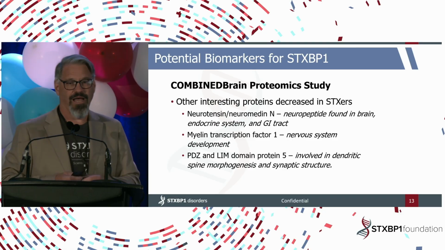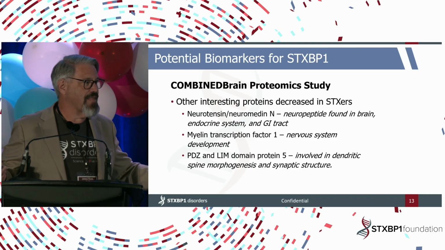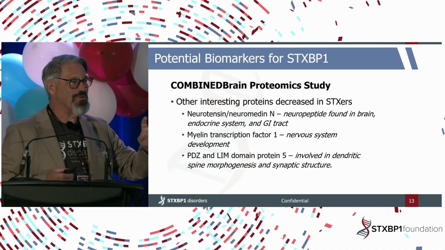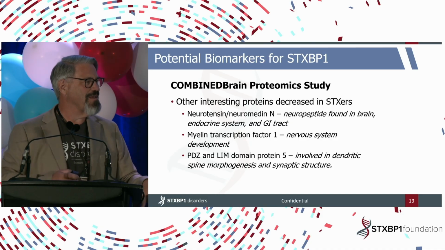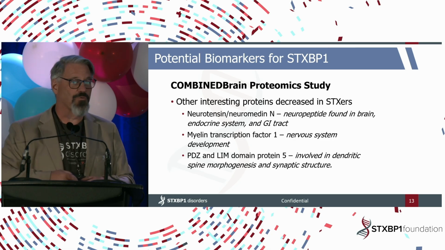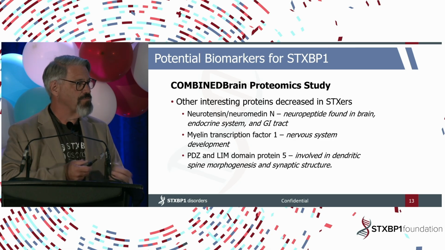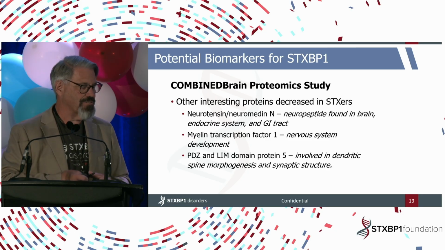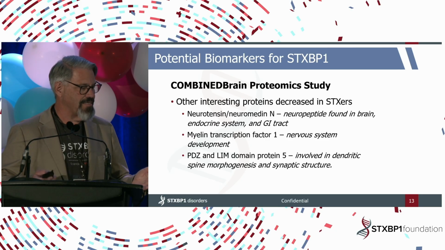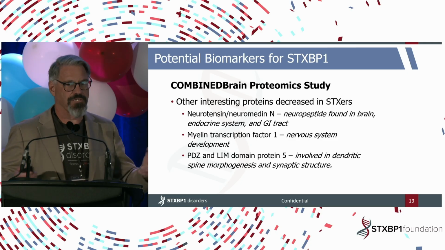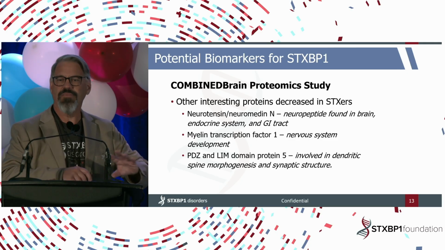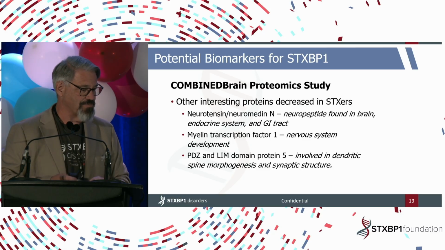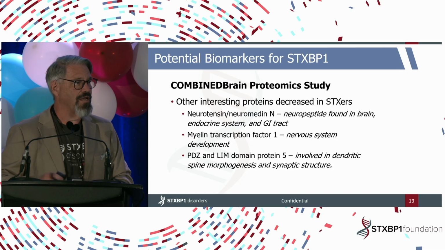I thought I wouldn't talk about 10,000 proteins. I'll briefly state, I have 0 minutes now, that here are 3 interesting proteins where there was a difference even just within our small sample. So neurotensin, myelin transcription factor, and the lovely name PDZ and LIM domain protein 5, which I know everybody understands what that is, but these are all involved in neuronal processes, and especially this last one, which is involved in synaptic structure development.